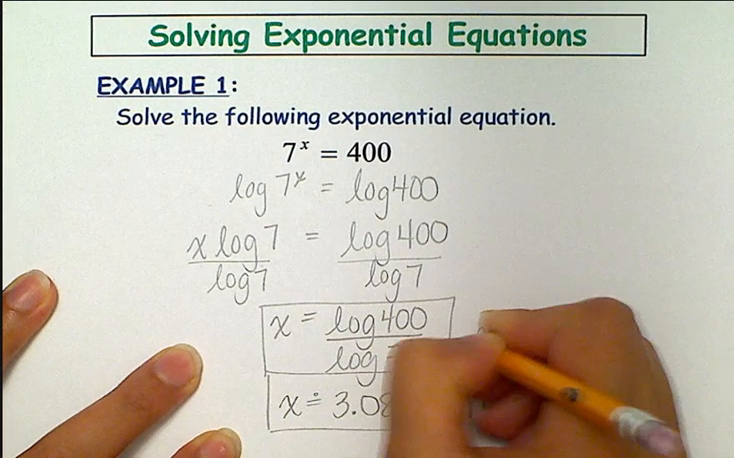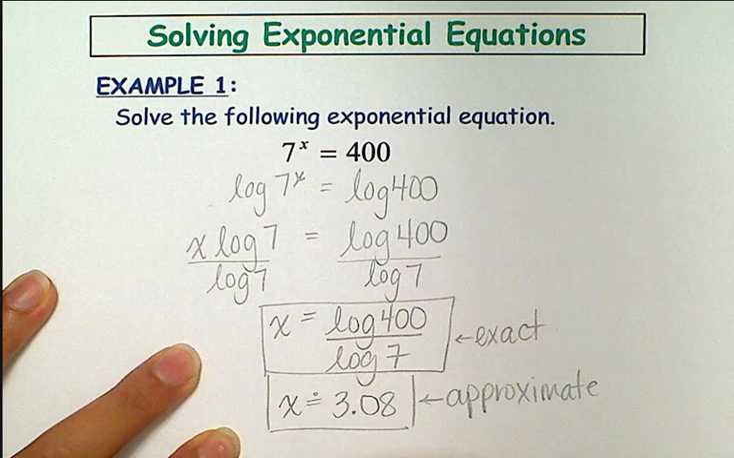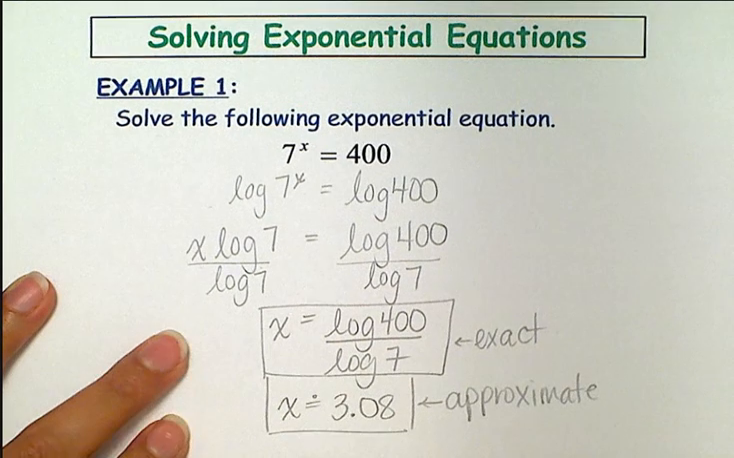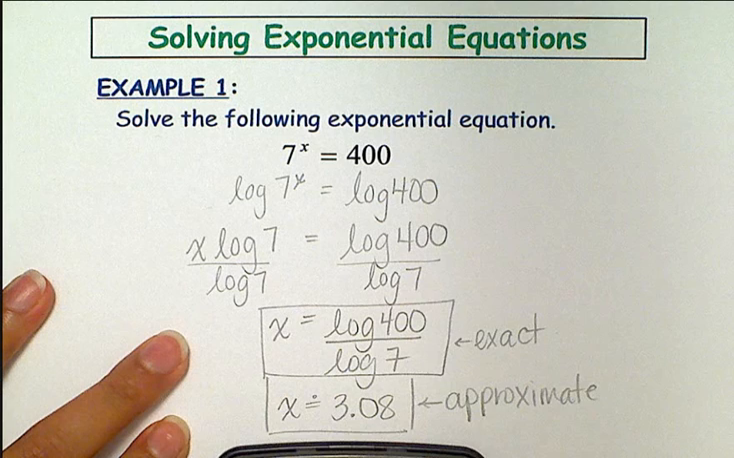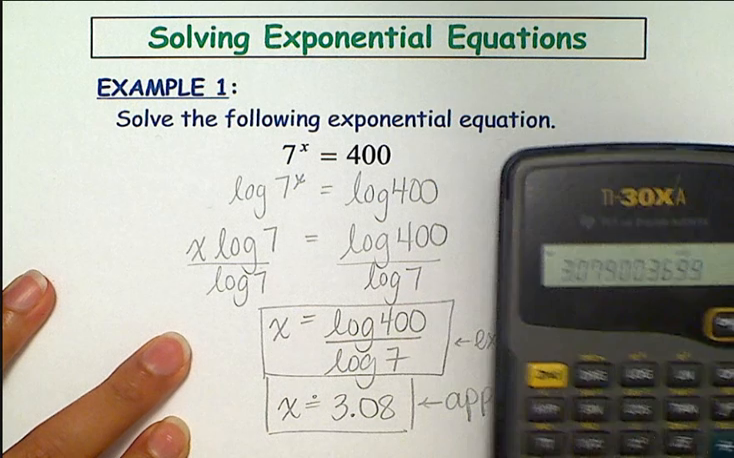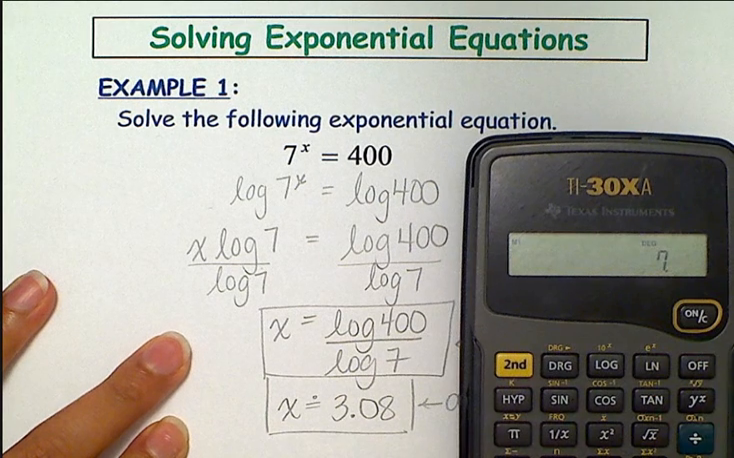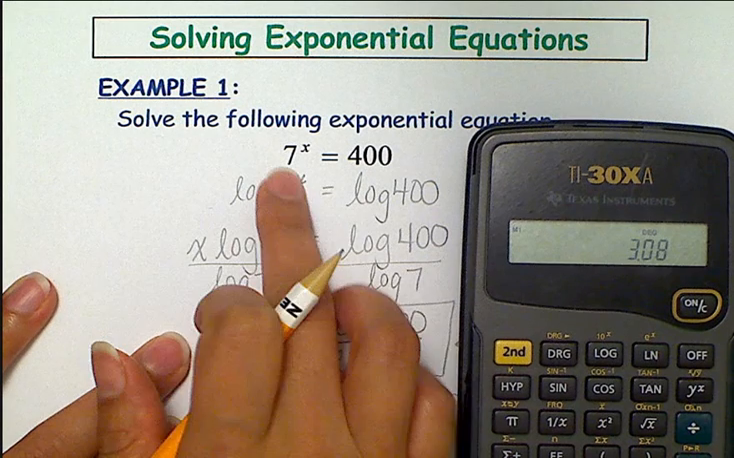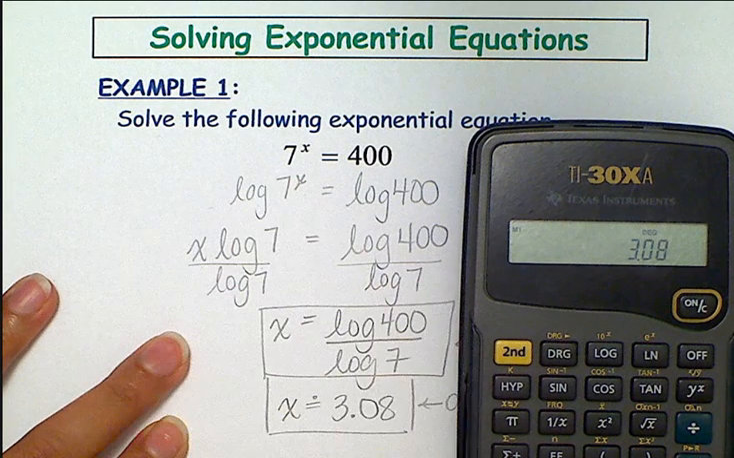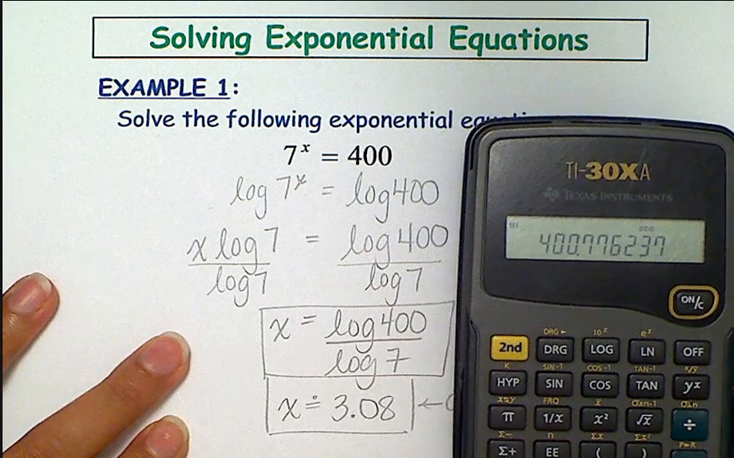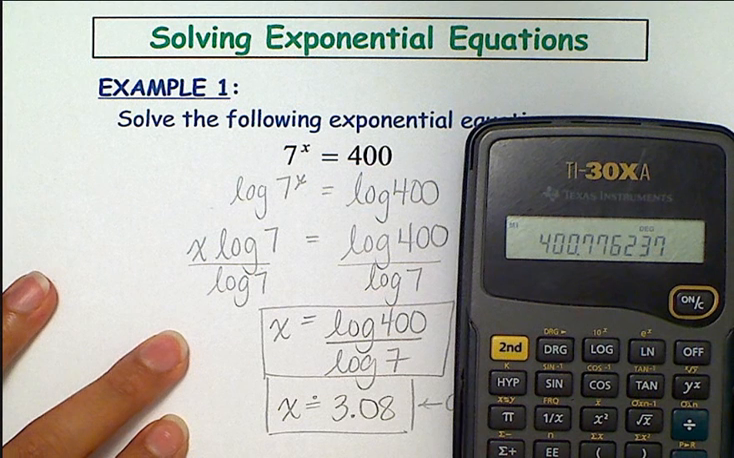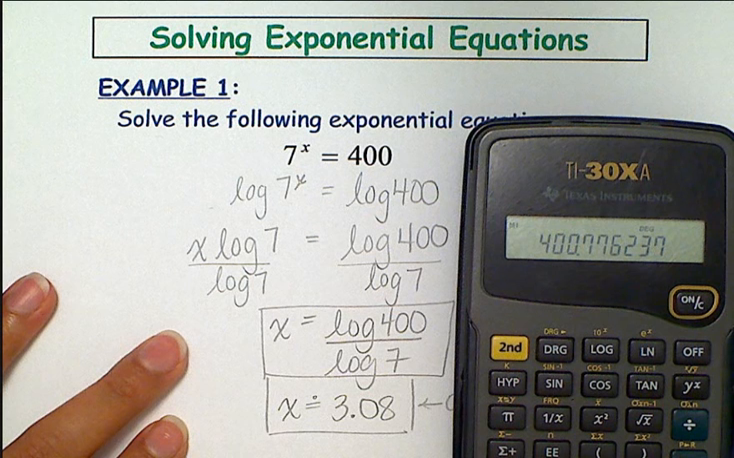Okay, so you can find the exact answer and the approximate answer. If I wanted to check my work, I can check on the calculator to see if 7 to the exponent 3.08 gives me an answer of roughly 400. Since I rounded off my answer, I know that when I actually check it, it will not be exactly the same, but it'll be pretty close.